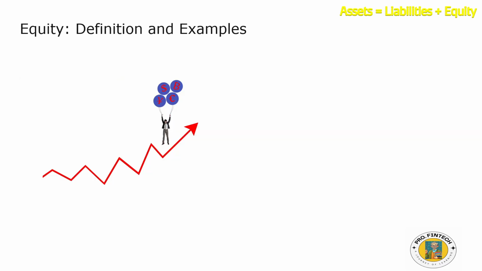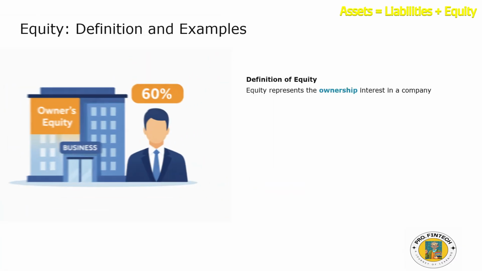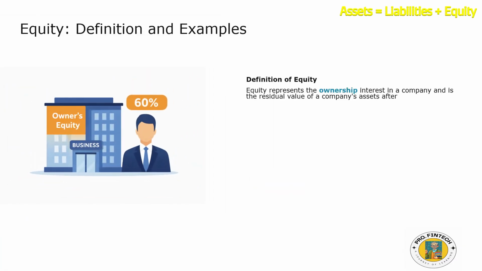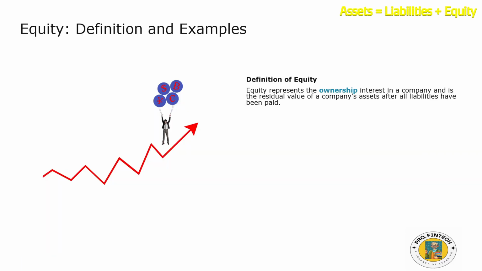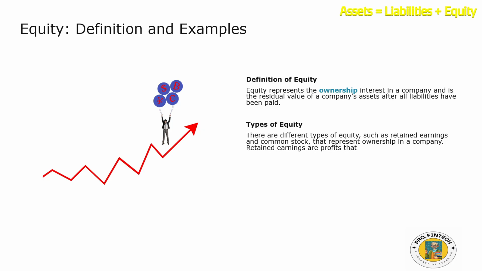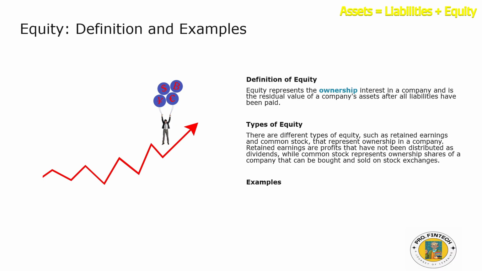What is equity? Finally, we have equity. Equity represents the owner's claim on the company's assets after all liabilities have been paid off. In other words, it's the value of what's left in the business for the owners after debts are settled. Equity includes things like owner's capital, the initial investment by the owners; retained earnings, profits that have been reinvested into the business; and stockholders' equity for a corporation. This includes the value of shares held by investors.